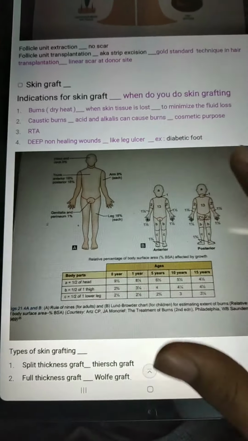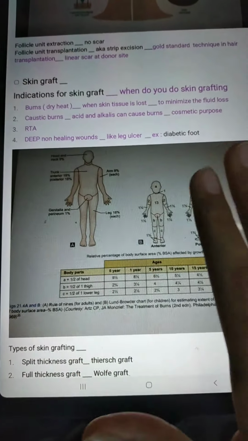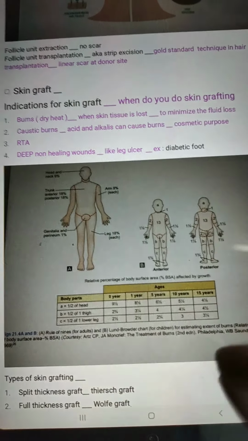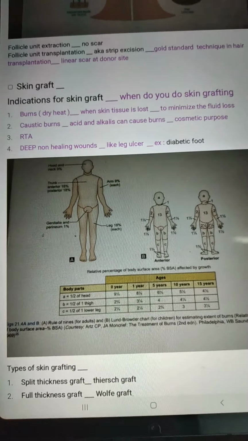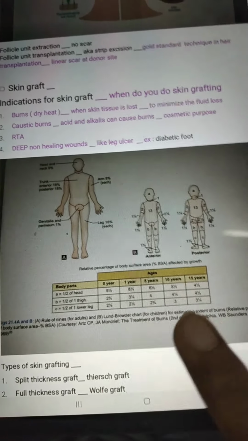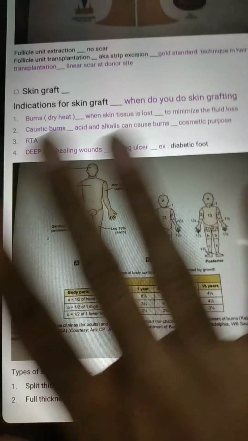So here, what is actually important in burn management is the fluid and electrolyte correction. The calculation of the fluid and electrolyte loss is based on the rule of 9 in adults, and in individuals below 15 years, it is calculated on the basis of the Lund-Browder chart. Okay, so that is just to emphasize that part.